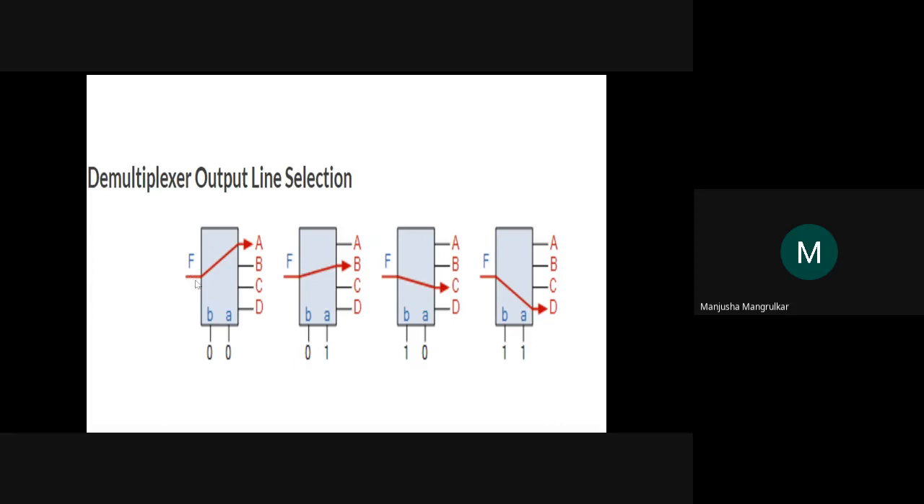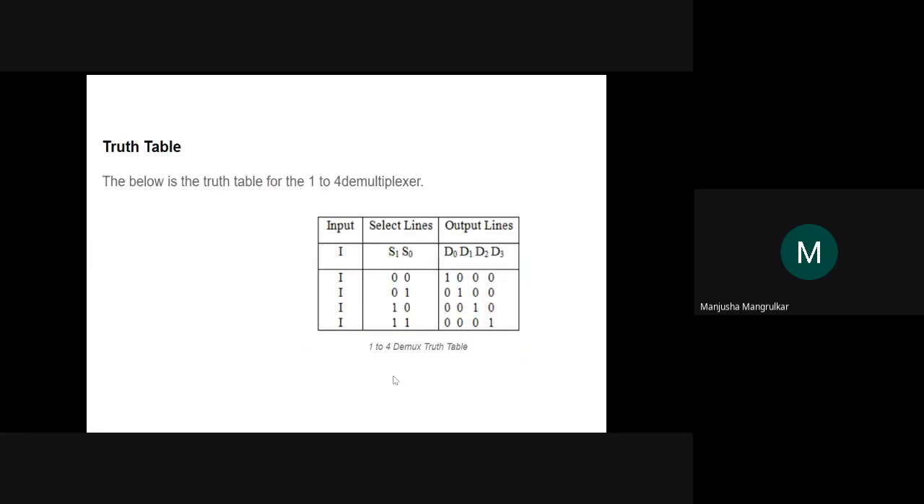Now see, F will be connected here. If A and B are 0 0, F will be connected to the first output. F is connected to B when the signal is 0 1, F is connected to C when the signal is 1 0, and F is connected to D when the signal is 1 1. These are the output line selections, right? This is a truth table of a demultiplexer.